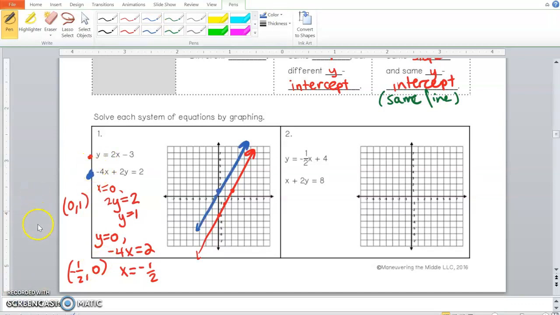Okay, so I went ahead and graphed that line, and it would appear that this system of equations has how many solutions? Yeah, it doesn't look like it has any solutions at all. So let's go over to Desmos and make sure that we're graphing right.